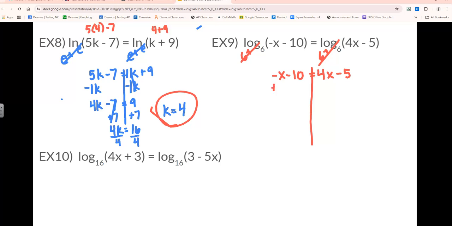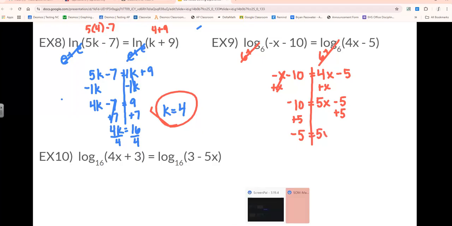Yep, I would add that x. Okay. I'm going to do them in separate steps, but you could do them in the same if you wanted to. And then we will add that 5. And so we get negative 5 equals 5x. And then what would we do? Divide by 5. And so we get negative 1 equals x.